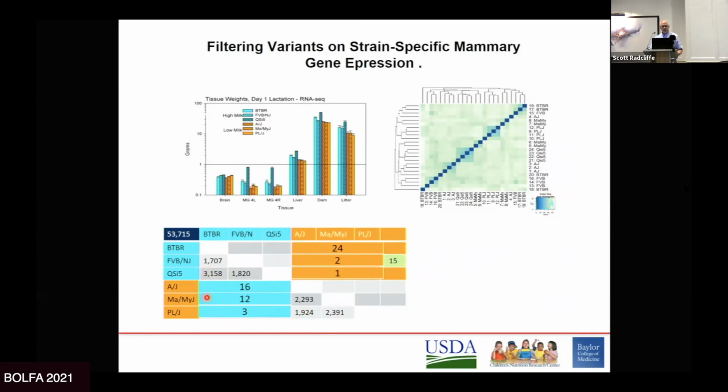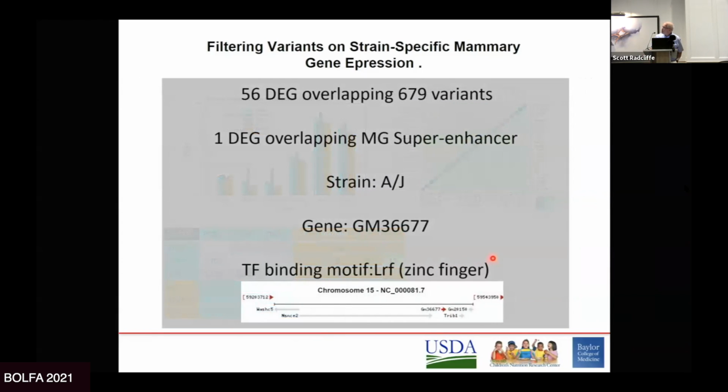So if we look at BTBR, which is a high strain, and compare that to all the low strains, there were 24 genes that were elevated in that particular strain. In contrast, if you look at AJ on the other side, there were 16 genes that were differentially expressed in comparison to the high ones. And so this gave us a list of 56 genes and reduced our list of variants again to about 700 or so. And when we overlapped this with the super enhancer, we ended up with one candidate.